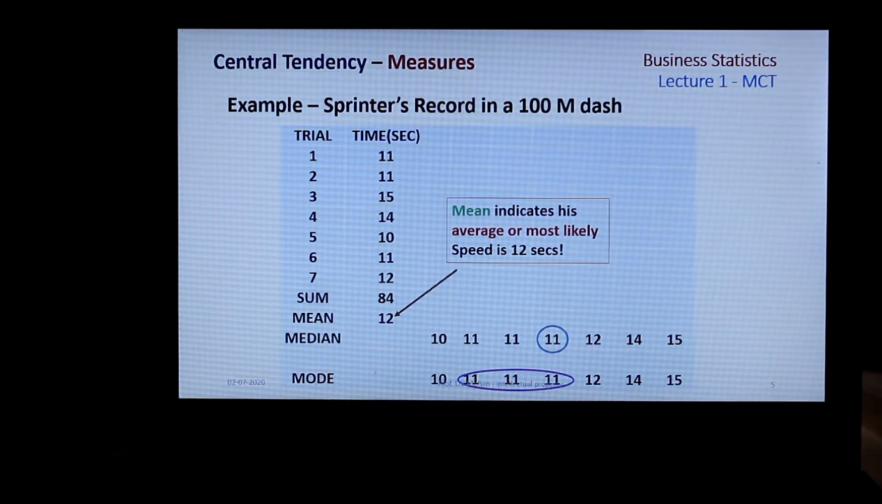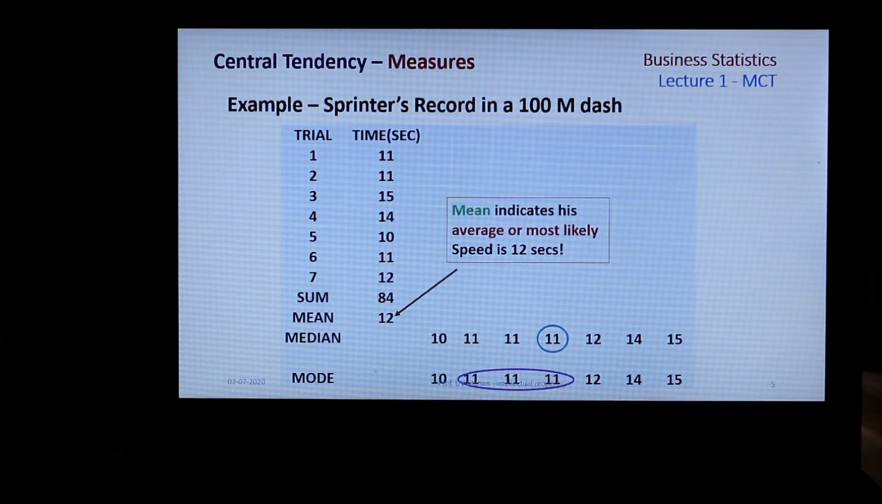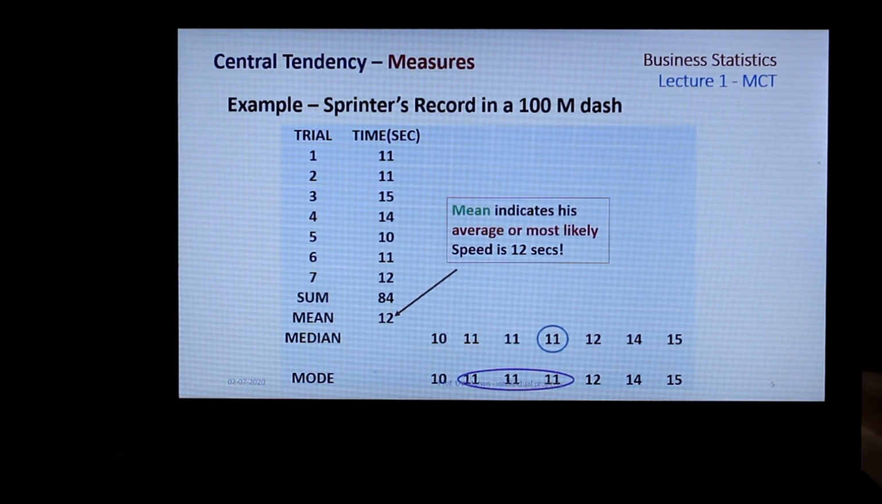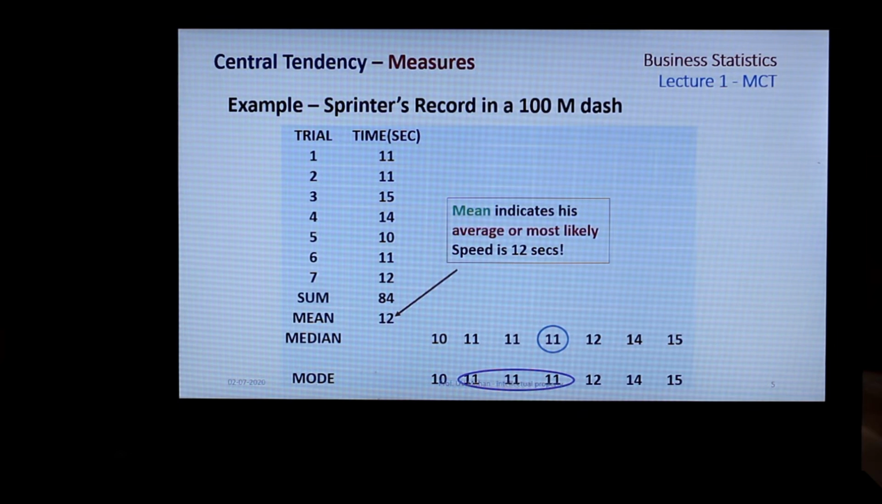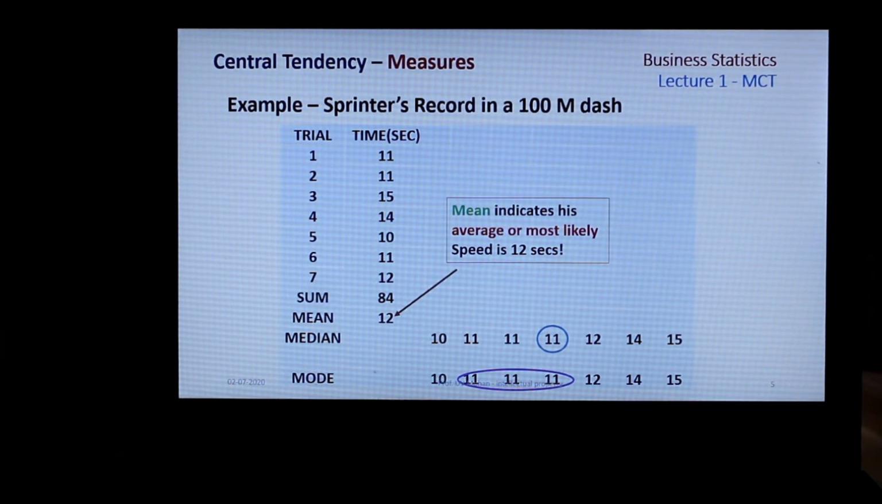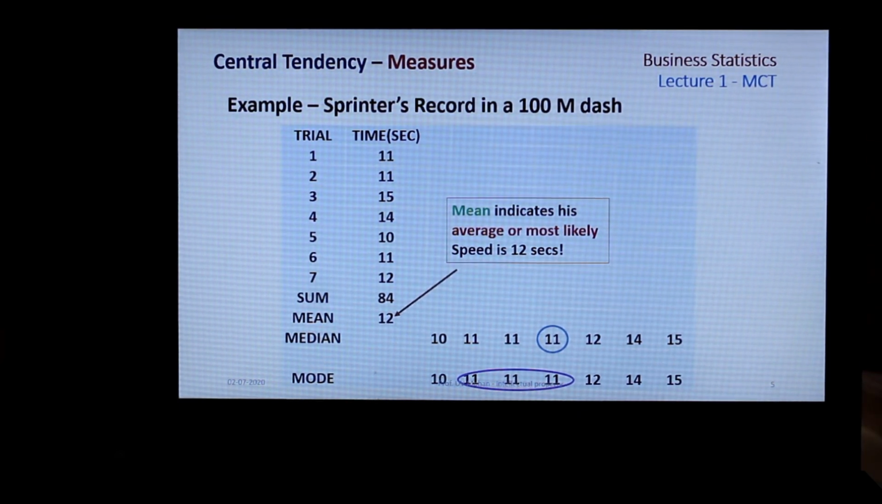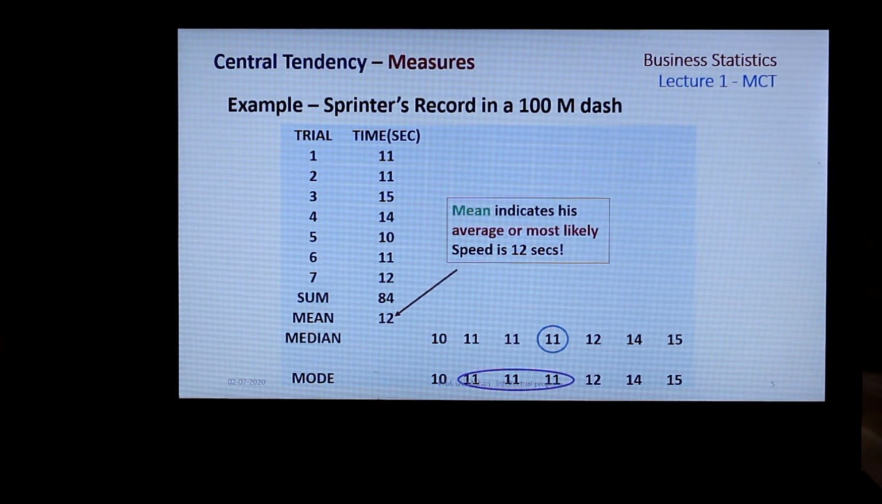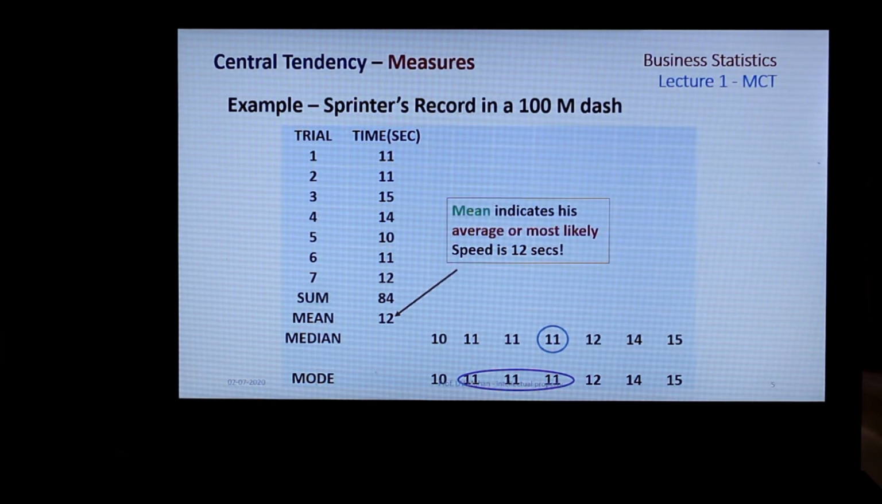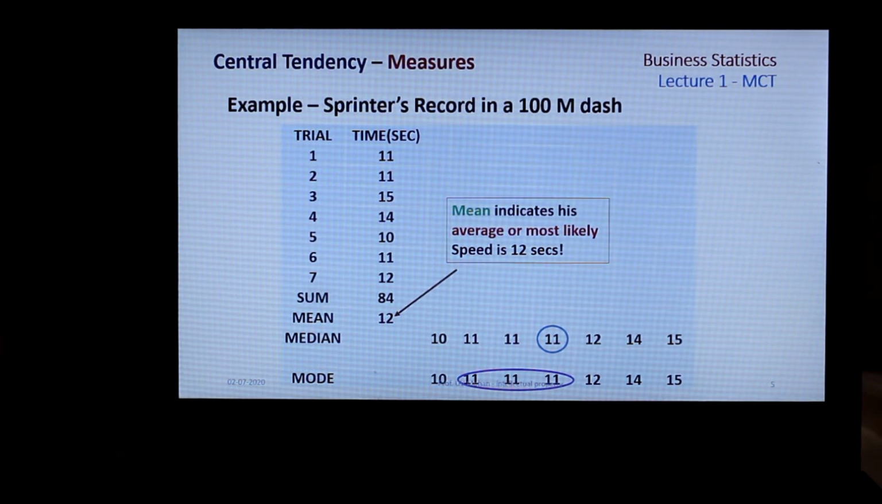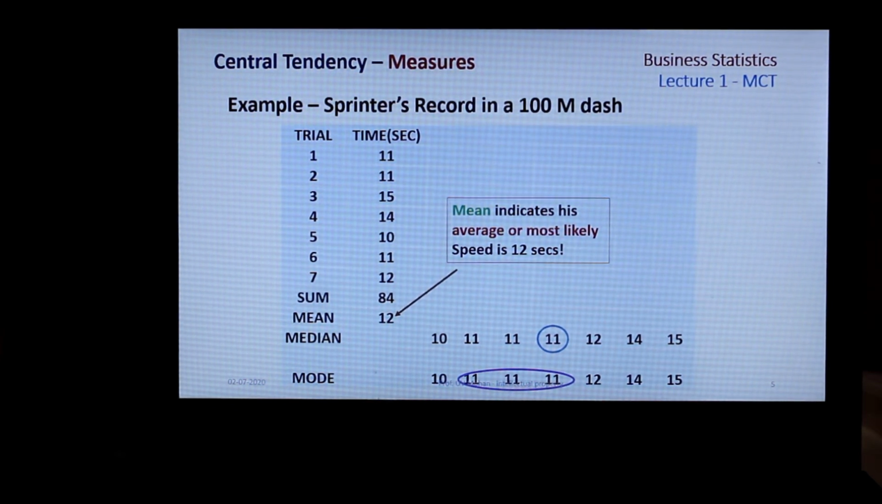The data that is arranged in ascending order, you will observe the fourth value is 11 and typically that is the median, and 11 is occurring 3 times, so that is the mode. So we are able to see in this example the mean, median and mode. Mean is the average of the data, median is the middlemost value when arranged in order, and mode is the most frequently occurring data element.